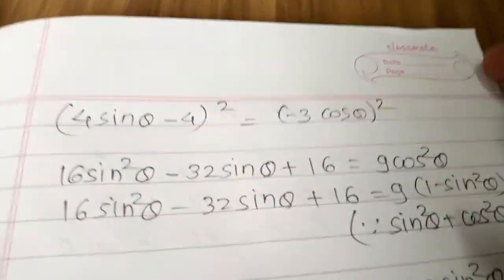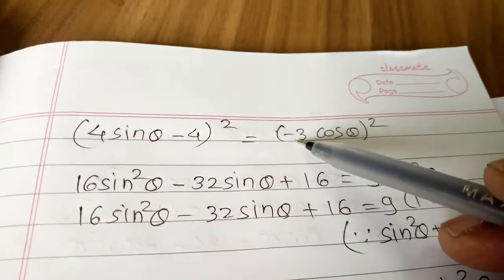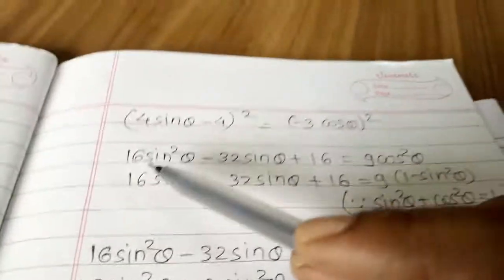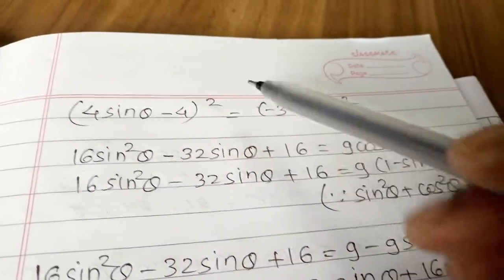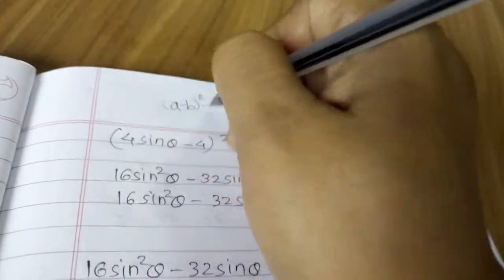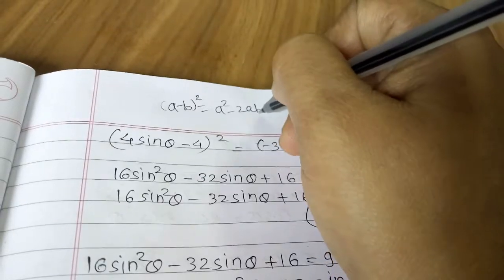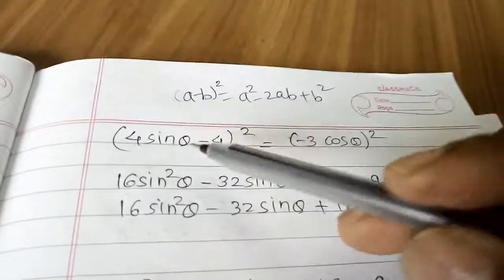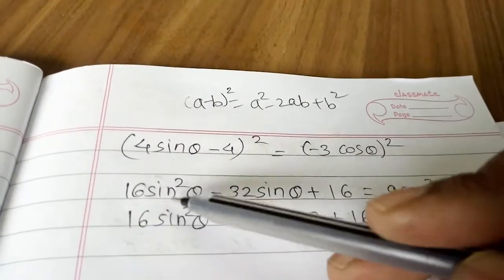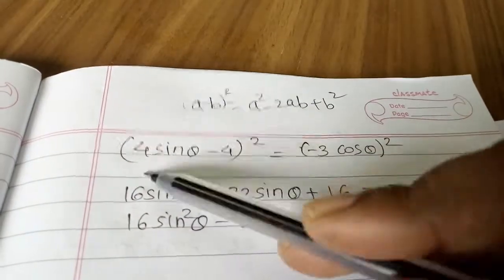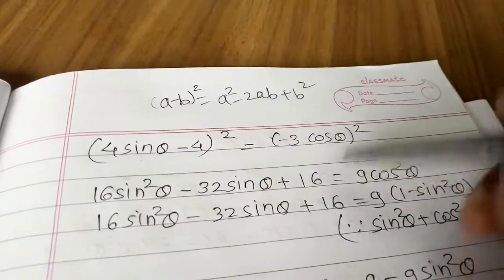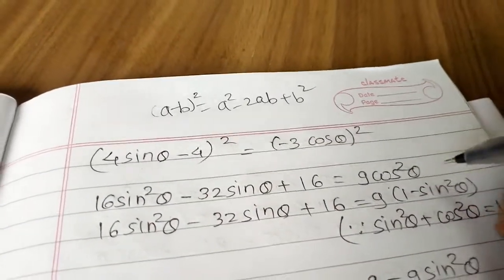So we put the bracket and square here, minus 3 cos theta bracket square. So squaring this, what we get is 16 sin square theta minus 32 sin theta. We just use the formula, that is a minus b bracket square. All of you know this formula, that is a square minus 2ab plus b square. So using this formula we expand this bracket. So a square, that is 4 sin theta ka square, that is 16 sin square theta, minus the product of these two and its double. So 4 4s are 16, uska double है 32 sin theta, and plus 16, and the square of this one is 9 cos square theta.